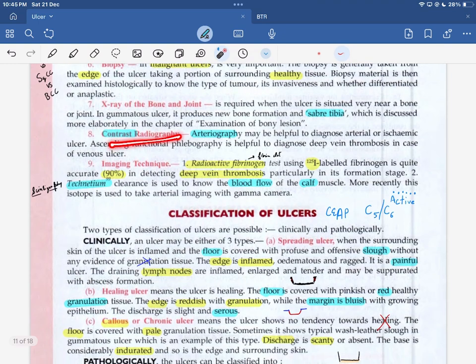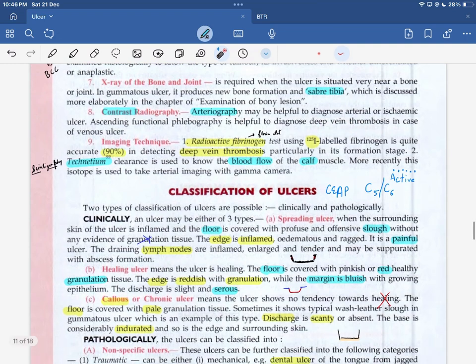And then contrast radiography for arteriography. Whatever arterial problem is there, we can do arteriography, angiography, right? Whatever is the problem. Normally in deep vein thrombosis, we can usually see it with the help of Doppler, right? And we can see the change in the phase form of the flow, right? Normally the veins are monophasic, right? And it will change in this, right?